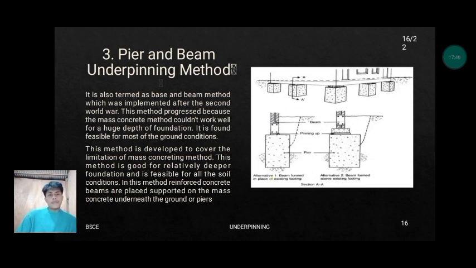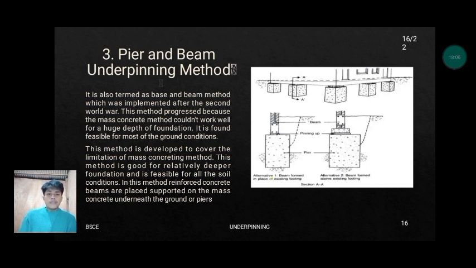For the third method, we have the pier and beam underpinning method. It is also termed the base and beam method, which was implemented after the Second World War. This method progressed because the mass concrete method couldn't work for a huge depth of foundation. It is found feasible for most ground conditions.